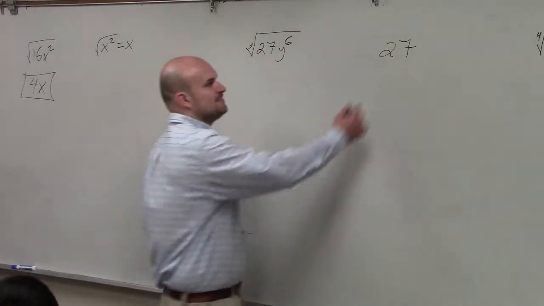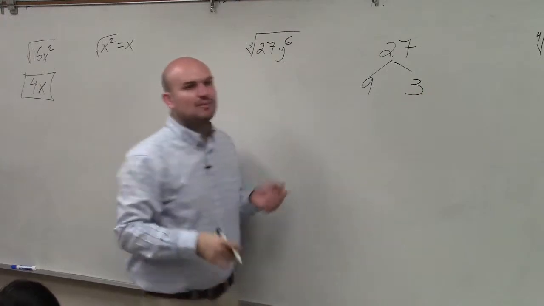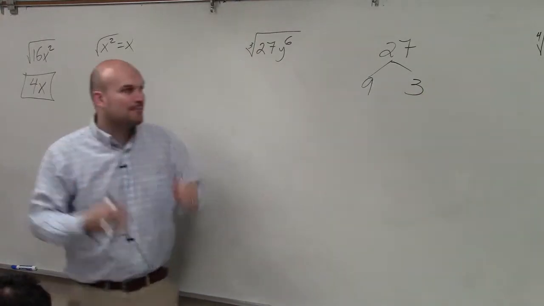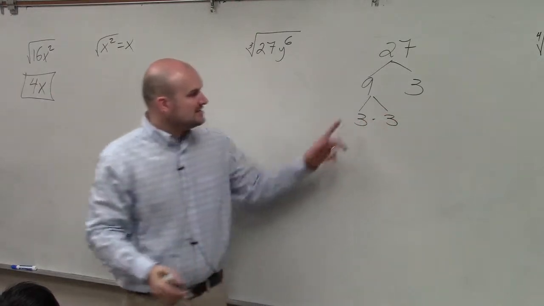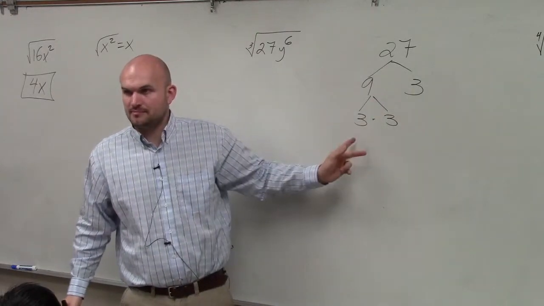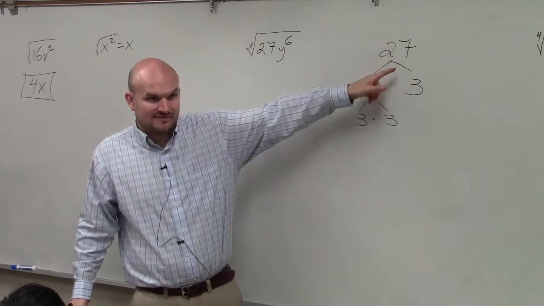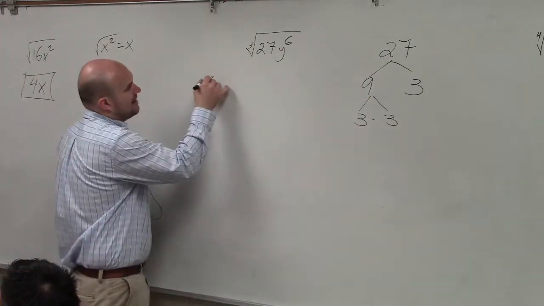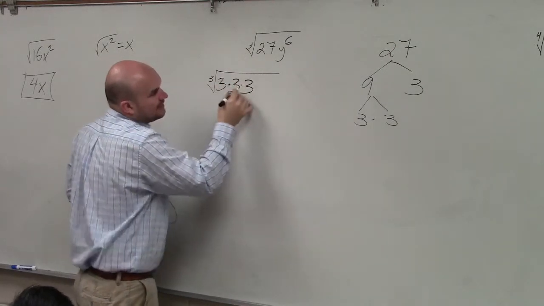What the factor tree is basically doing is determining what factors multiply to give you 27, and you keep on breaking it down until you get to the prime factors. Do you guys see how I cannot break this down any further? So do you guys agree with me that 3 times 3 times 3 is equal to 27? So I now have the cube root of 3 times 3 times 3.